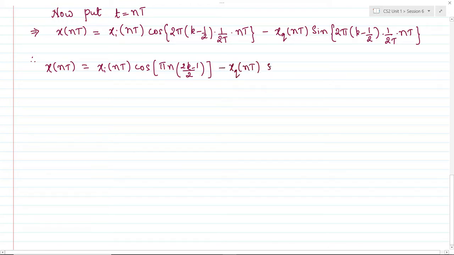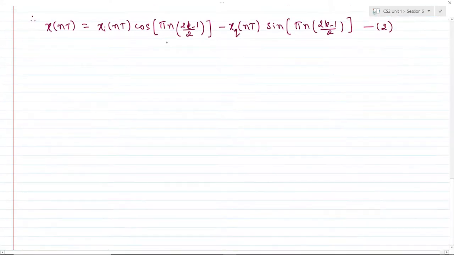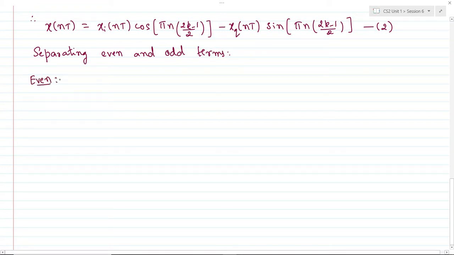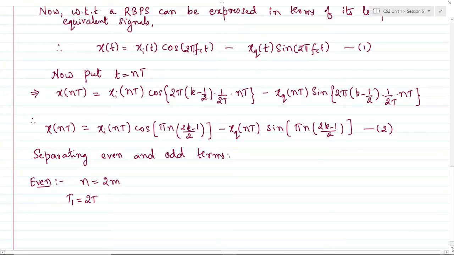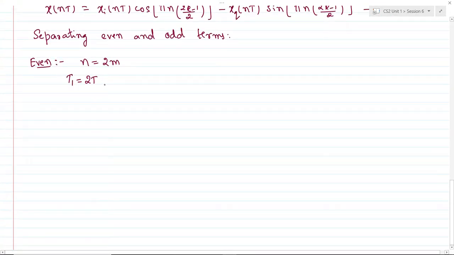Now this contains even and odd samples, which we can separate into even and odd terms. We will see how the even samples would look. For even terms, we substitute n as 2m, where m takes all integer values, so n will take only even integers. With that we have defined T_1 as twice T. If you check back, we can substitute this T_1 as 2T, which is 1 over b, and wherever I find a 2T, I will substitute T_1 as a dummy variable, which will simplify the representation of the even and odd terms.